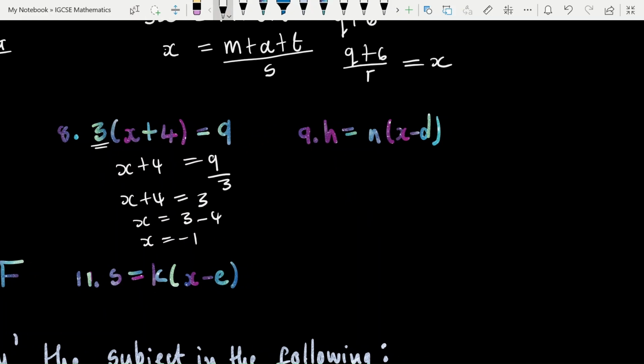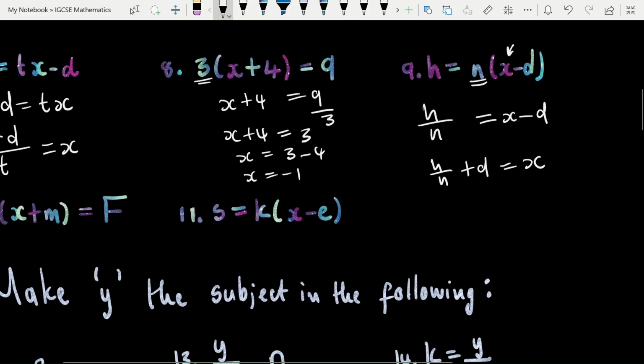Number 9, h is equal to n multiplying this whole thing. We already know we start with n because n is affecting everybody. So it's going to be h over n. Remember, I leave my things on the right-hand side as long as x is positive. X is positive, so you leave everything on the right-hand side. It is equal to x minus d. Simple like that. Then we take d to the other side. We now have h over n is equal to x, and d is now coming, and he is going to add, because he was subtracting on the right. When it comes to the left, he will add, and that's it.